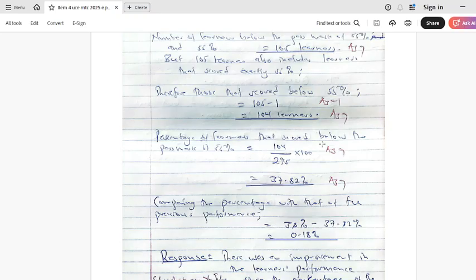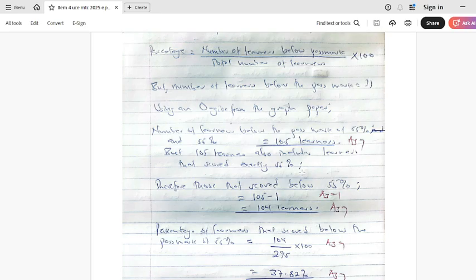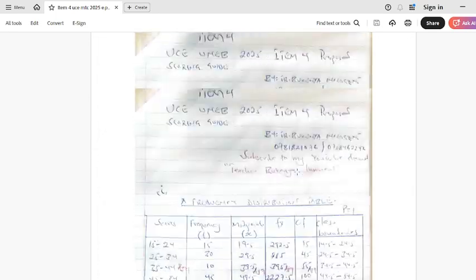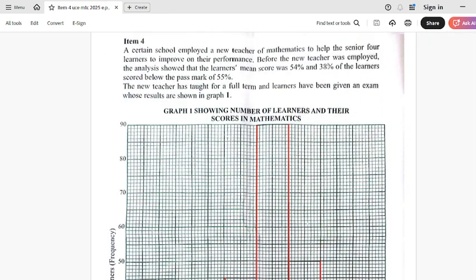Then the percentage of learners that scored below the pass mark of 55% is 104, which I've gotten here, divided by the total number of learners in class times 100, giving me 37.82%. Now another step is comparing. Let us go back to our question. In our question, they told us that 38% of the learners scored below the pass mark of 55.